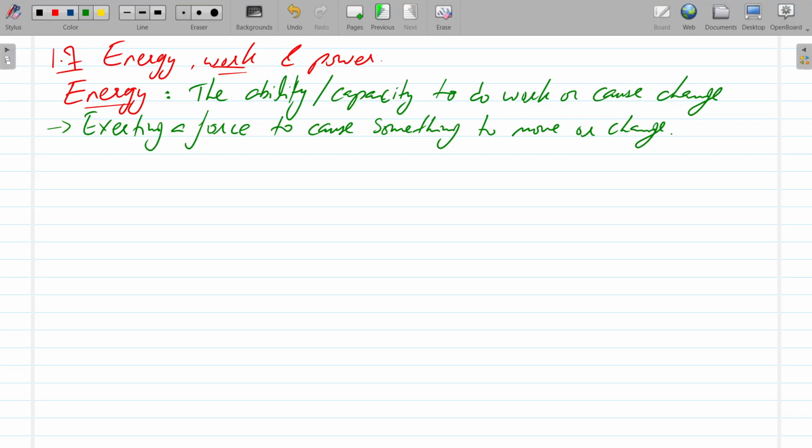Right, and so we look at different forms of energy and how they are transferred and how they are put into work. And so energy and work are very closely related. In fact, they're so closely related that the SI unit for energy and work both is joules, with the symbol J.